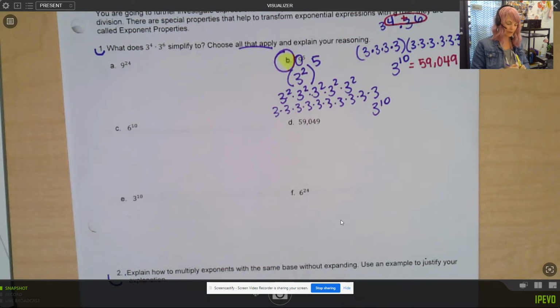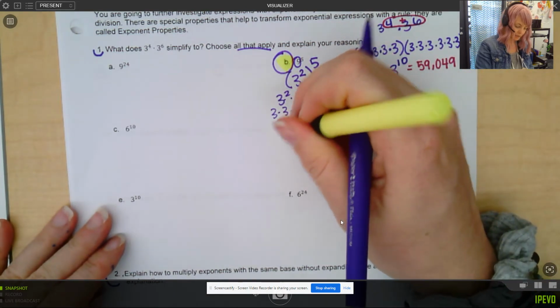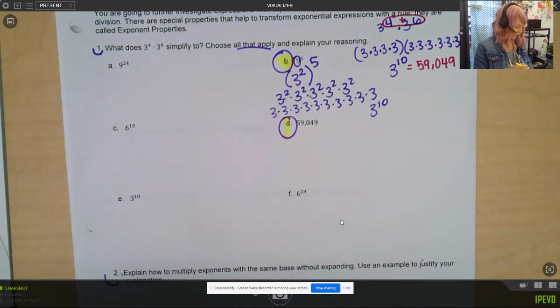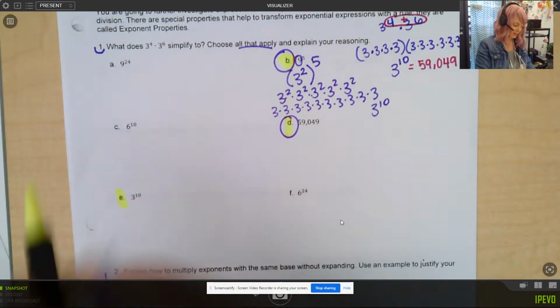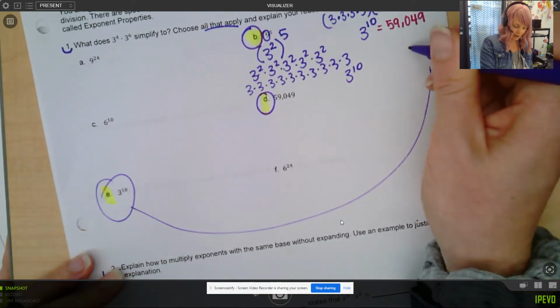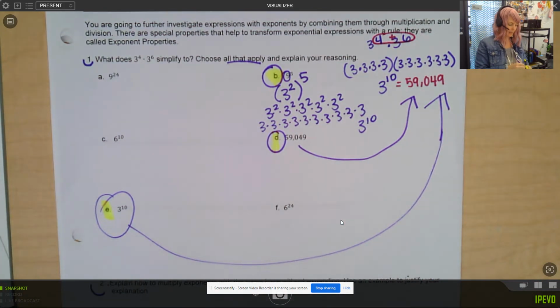Awesome. Okay, what other ones did we pick? Well, we of course picked D because that is equal to the decimal expansion, 59,049. And 3 to the 10th, we saw that that's also equal. So we can always draw an arrow up here for that reasoning.